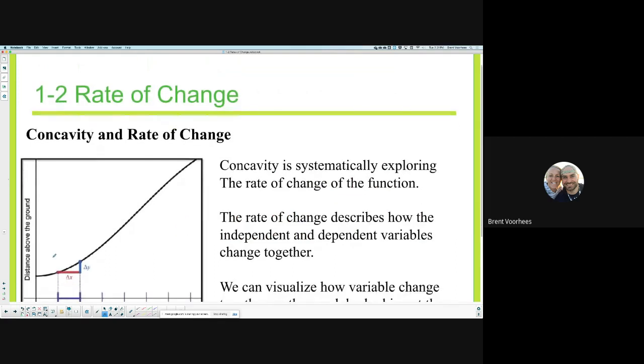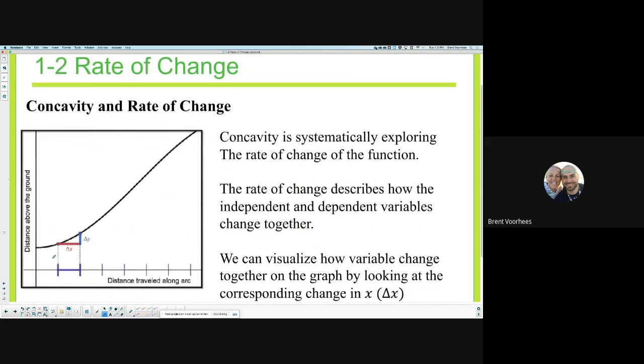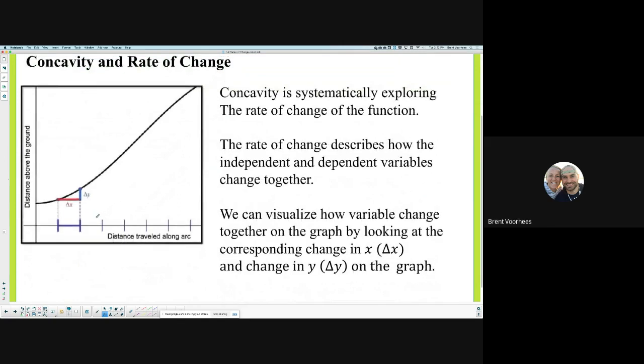Concavity and the rate of change. Concavity is systematically exploring the rate of change of the function. So if we are concave up, what is that telling you about the average rate of change? It's always increasing. It's not a constant number. It's going to constantly be getting bigger and bigger and bigger. What if it's concave down? It's constantly decreasing. That's right. So the rate of change is talking about how independent, dependent variables work together. Concavity is telling you about the average rate of change, how those work.